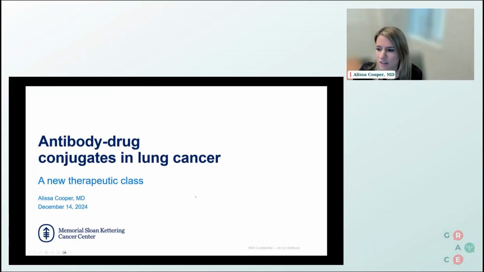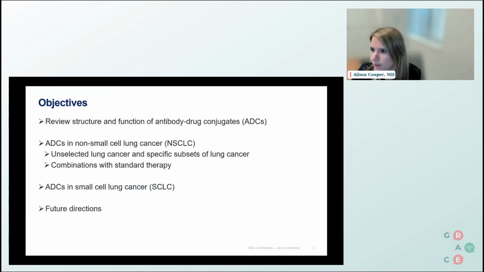I will try to distill this very complicated topic, antibody-drug conjugates in lung cancer, into simple terms. So we won't go too deep into any one concept, but I do look forward to your questions later if they come up.